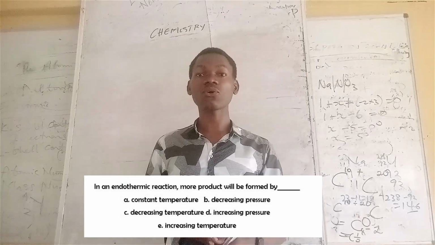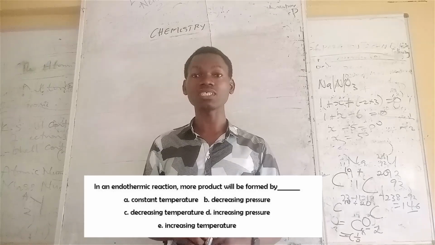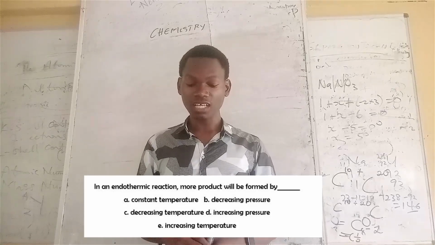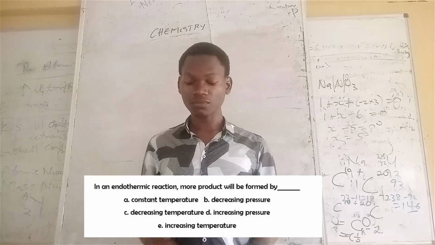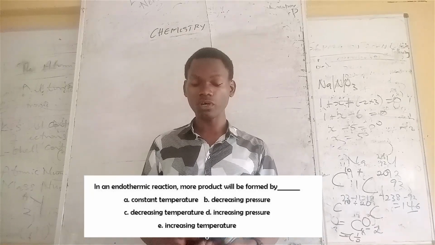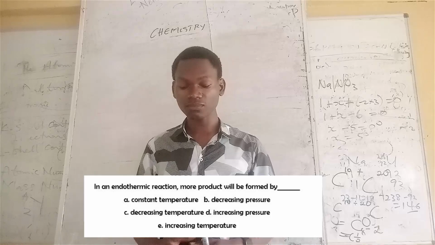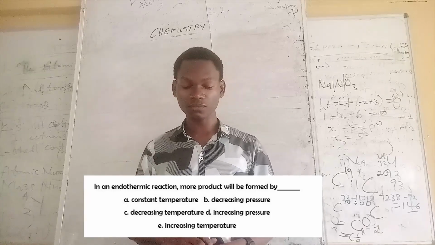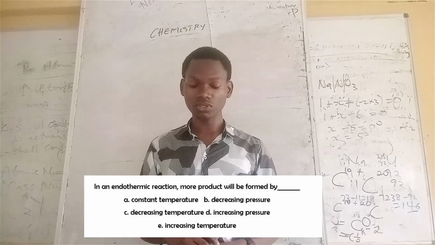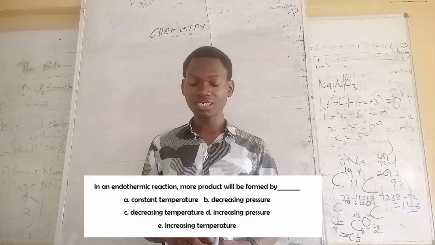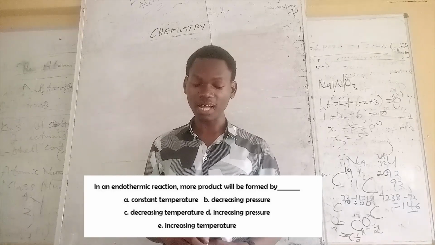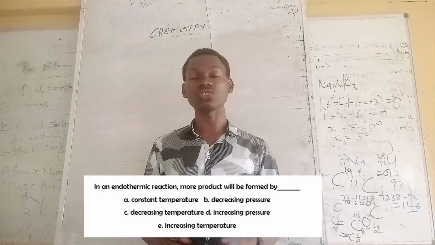It's coming from NECO 2025 objective question number 30. And the question says, in an endothermic reaction, more products will be formed by dash: A, constant temperature; B, decreasing the pressure; C, decreasing the temperature; D, increasing the pressure; and E, increasing the temperature.